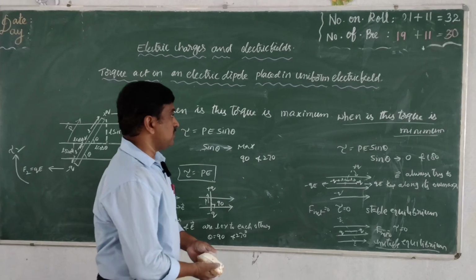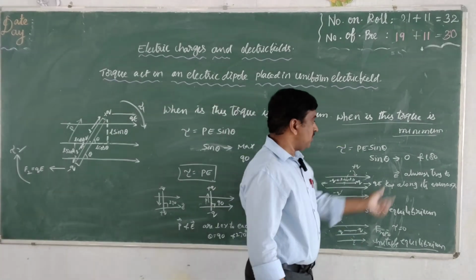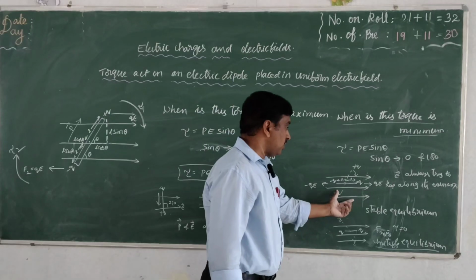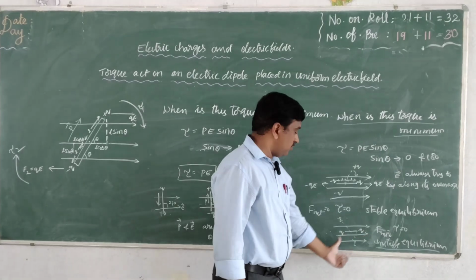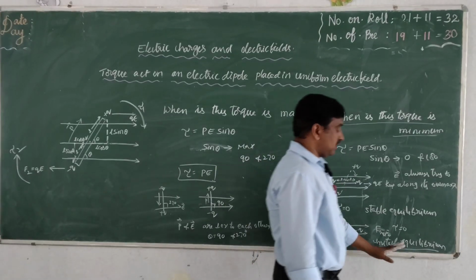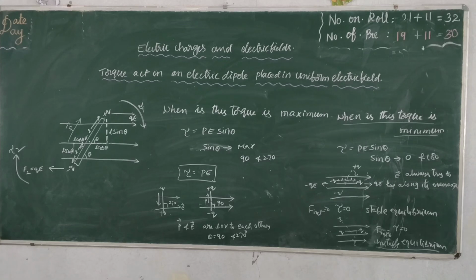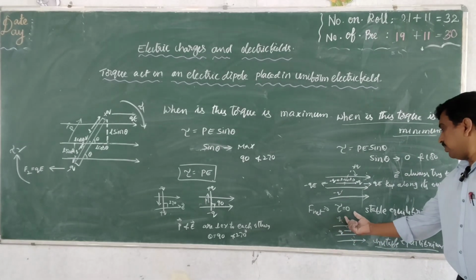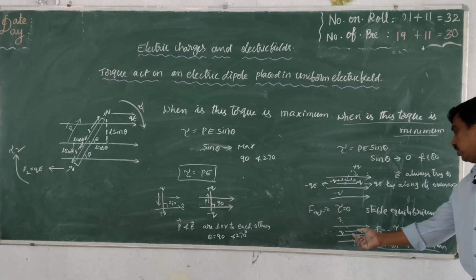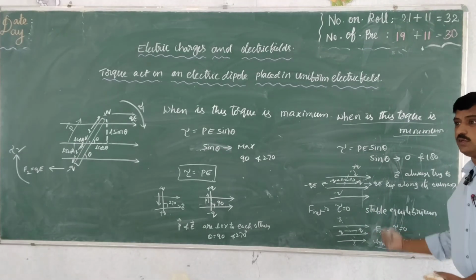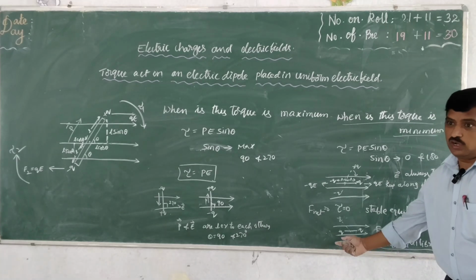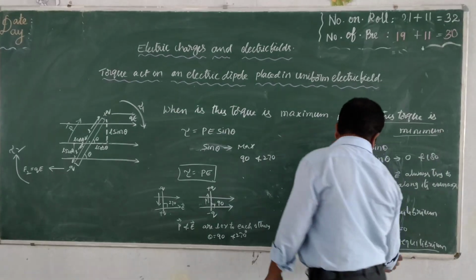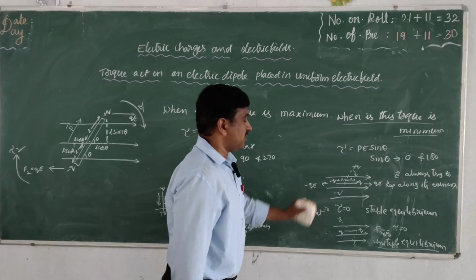Now, when is the torque minimum? In the theta equal to 0 case, and the theta equal to 180 case. Theta equal to 0 we can say is stable equilibrium, and theta equal to 180 we can say is unstable equilibrium. Here, if we apply a slight force and displace it, it will arrange its own axis along the electric field direction. So the electric dipole moves or places itself along its electric field direction. That's why we say it is unstable equilibrium, and the other is the stable equilibrium.